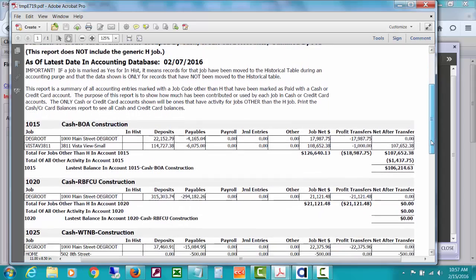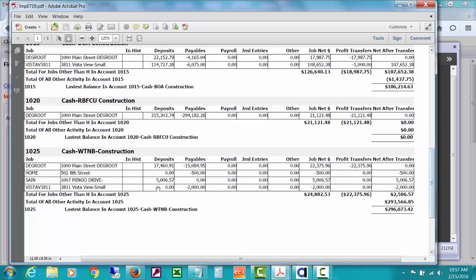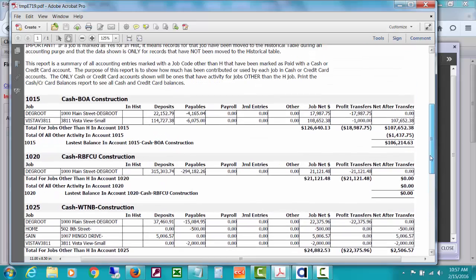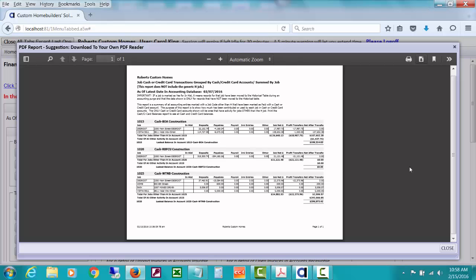for some job. You can see that back down here on this one, we've used $2,000 probably of Sane's money when we wrote this check, so we may want to do some transfers or something to take care of that, who knows. But you can see how very detailed CHS gets in showing you how much is in the account for each job.